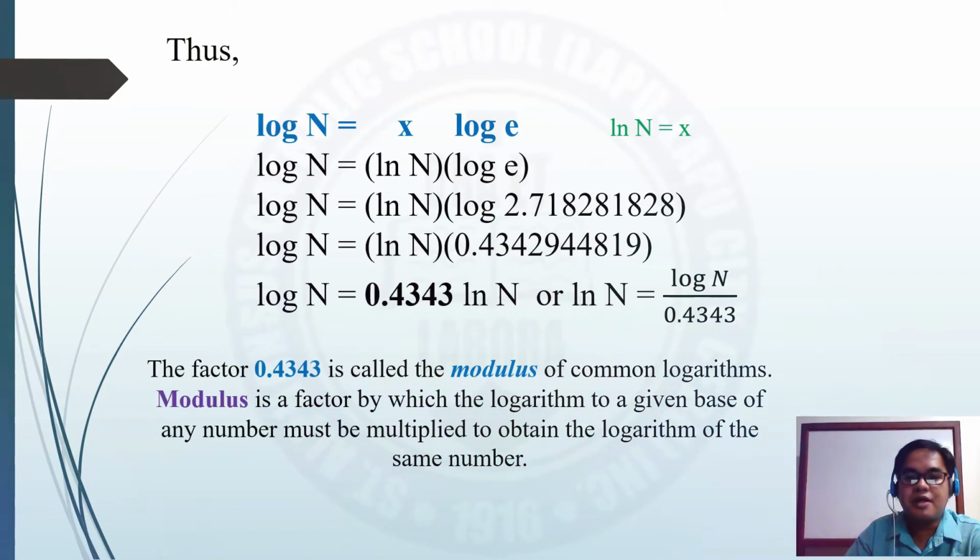The factor 0.4343 is called the modulus of common logarithms. Modulus is a factor by which the logarithm to a given base of a number must be multiplied to obtain the logarithm of the same number.